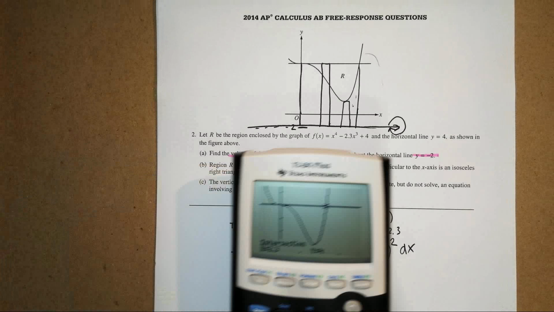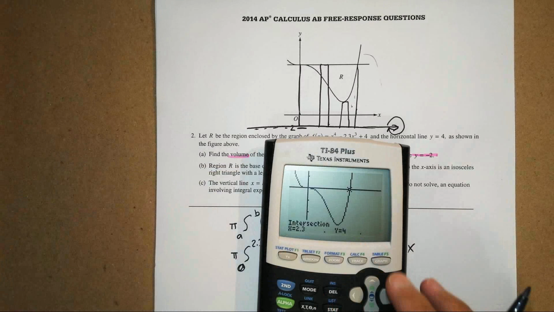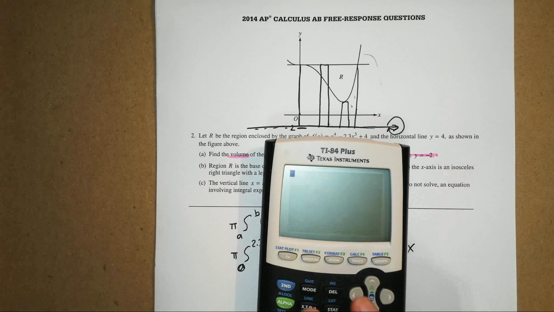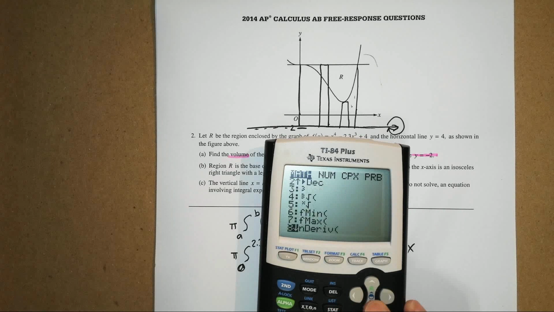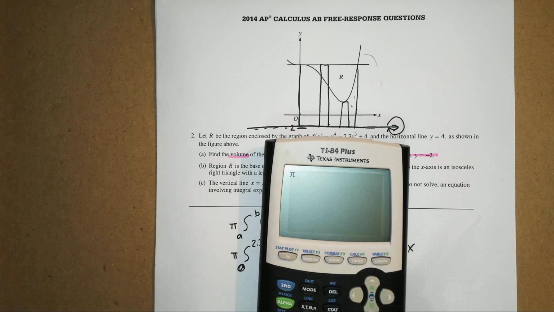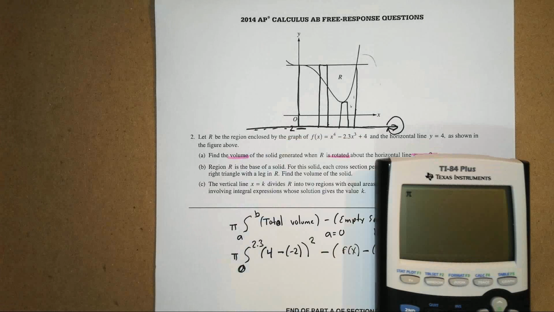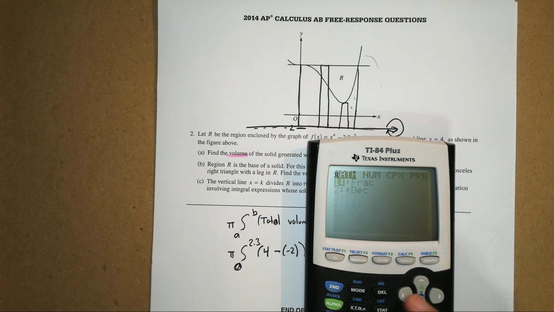So you're going to go back to your home page, math. When you scroll down all the way to number 9, it says integral. But the only thing I was missing in the beginning was that pi. So you want to put second, pi, and type exactly what you had on the paper. So math number 9, 0 to 2.3. And then it's all about being careful with the parentheses.